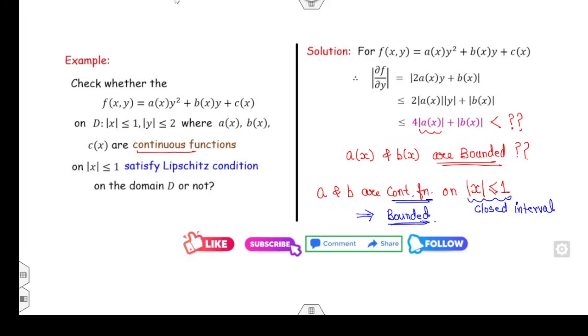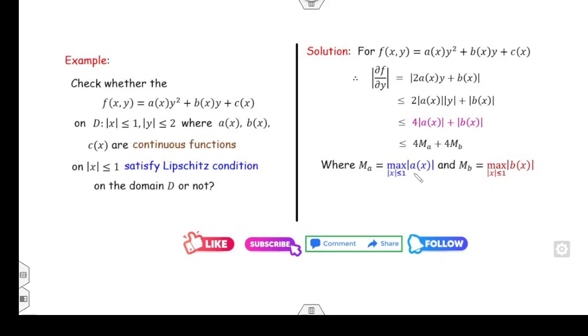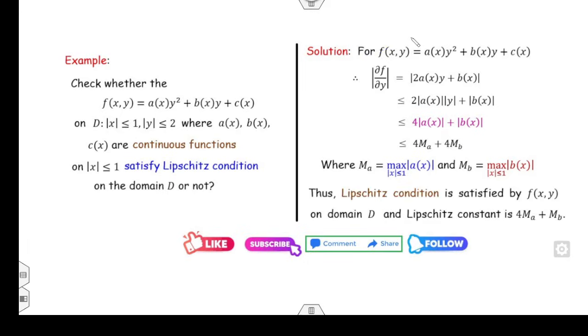This means a and b are bounded functions. Once a and b are bounded functions, fine, what will it mean? a(x) will have some maximum value, I call it M_a, and b(x) will have some maximum value, I call it M_b. I can substitute both the values in this equation. That is my 4 times M_a plus M_b, where M_a and M_b are the maximum values, also called the bounds of these. Now clearly say this is my finite number. Yes, the Lipschitz condition will be satisfied.